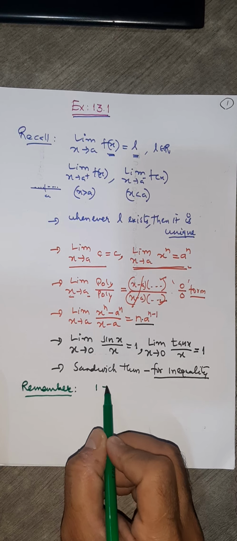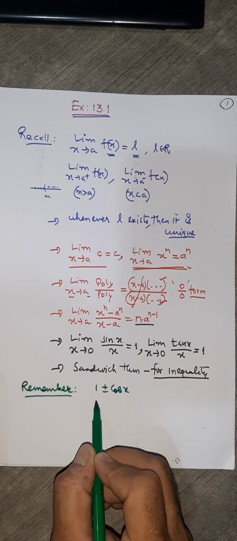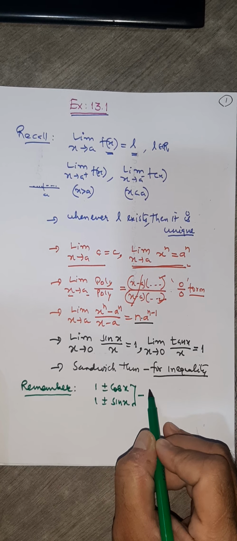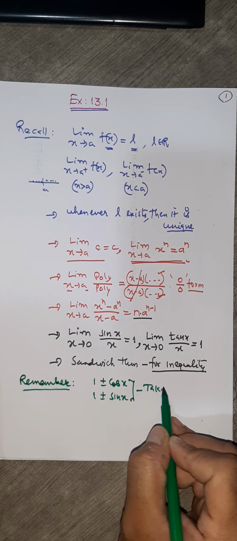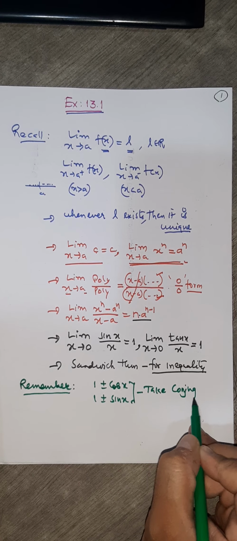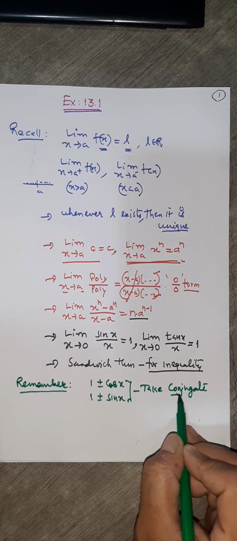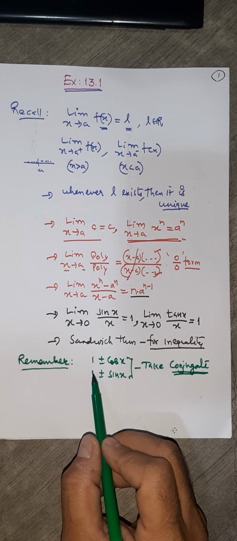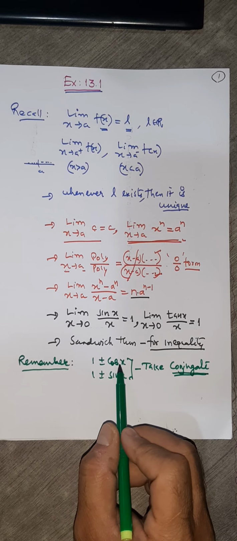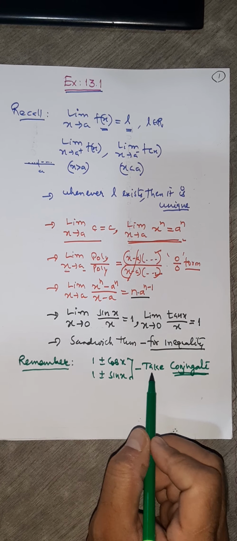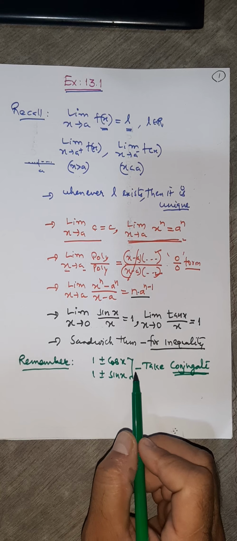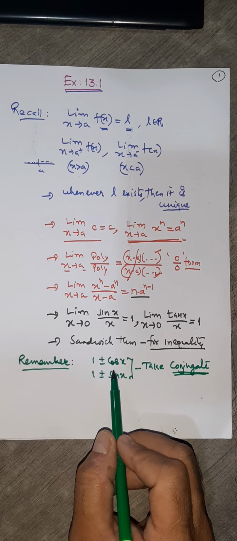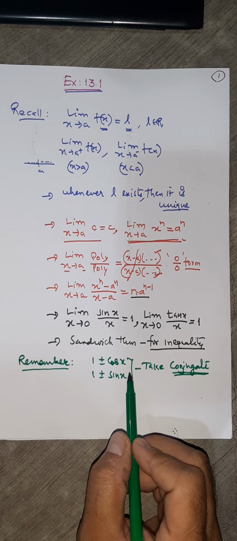of these four factors, 1 plus or minus cos x or 1 plus or minus sin x, take the conjugate. What do you mean by conjugate? Multiply and divide with the same factor with opposite sign. You will see once I discuss the examples. If you have 1 plus or minus cos or 1 plus or minus sin, take the conjugate always, and then continue further. You can solve this.